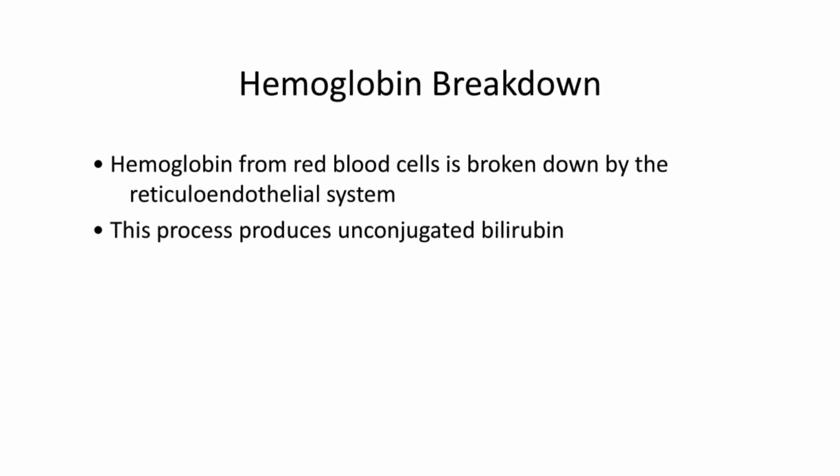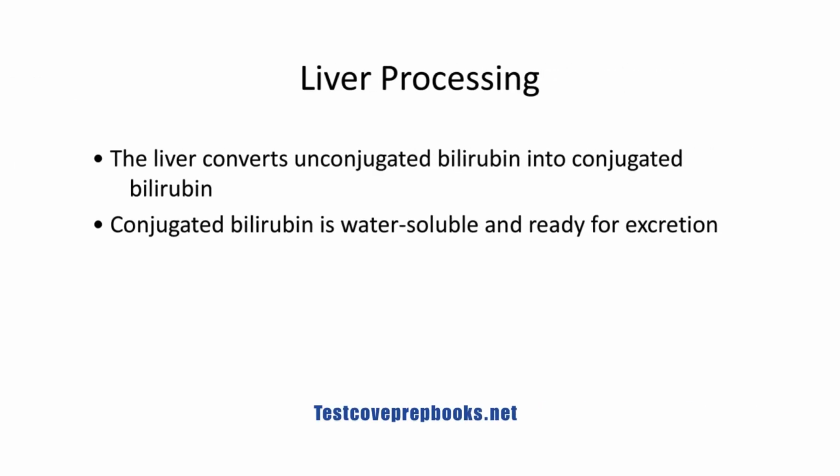Bilirubin metabolism begins when hemoglobin from red blood cells is broken down in the reticuloendothelial system. This process produces unconjugated bilirubin, which is not water-soluble. The unconjugated bilirubin is carried to the liver, where it is converted into conjugated bilirubin. Once conjugated, bilirubin becomes water-soluble, making it suitable for excretion from the body.